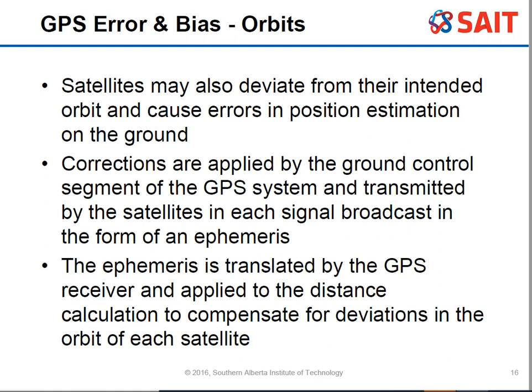So if you move the satellite, because the satellite's not where it says it's going to be, you're going to end up with an error in your position. And the corrections are applied by the ground control segment. Again, they're kind of watching them, trying to make sure it's there. And they're transmitted by the satellite in each signal. And then they can say, hey, you need to move over.